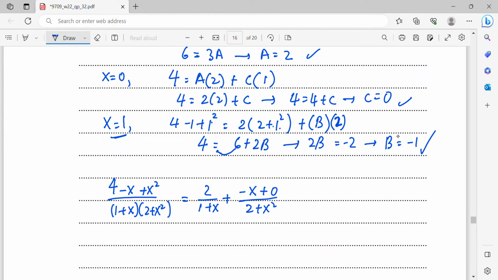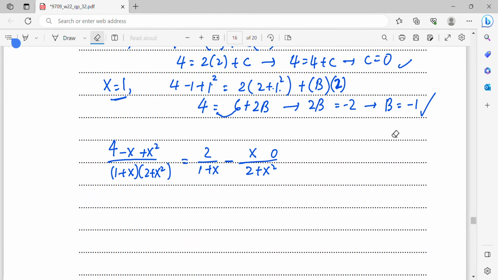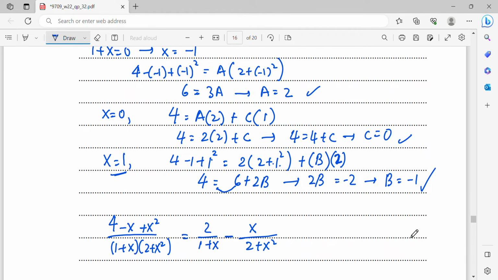But we don't leave our answer in this form. So the plus and minus becomes minus. Right, so I will just directly write minus. Then the plus 0 can be cancelled. So this is the solution for the partial fractions. Right?